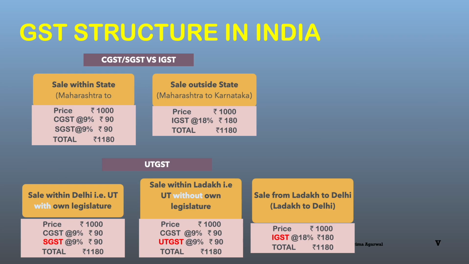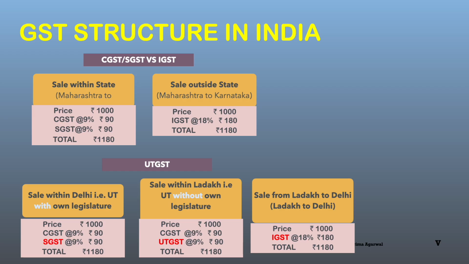Now let's understand the GST structure with the help of these examples. That means where to use CGST and SGST, and where to use IGST, where to use UTGST. So we'll see different scenarios here. So let's suppose a 1,000 rupees sale happens within Maharashtra. That means the buyer and the seller are both in Maharashtra. So when a sale happens, in this case, the invoice will show CGST as well as SGST.